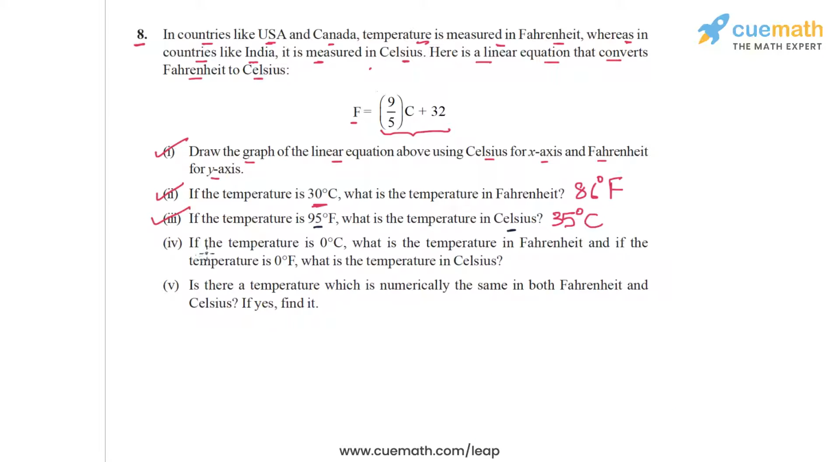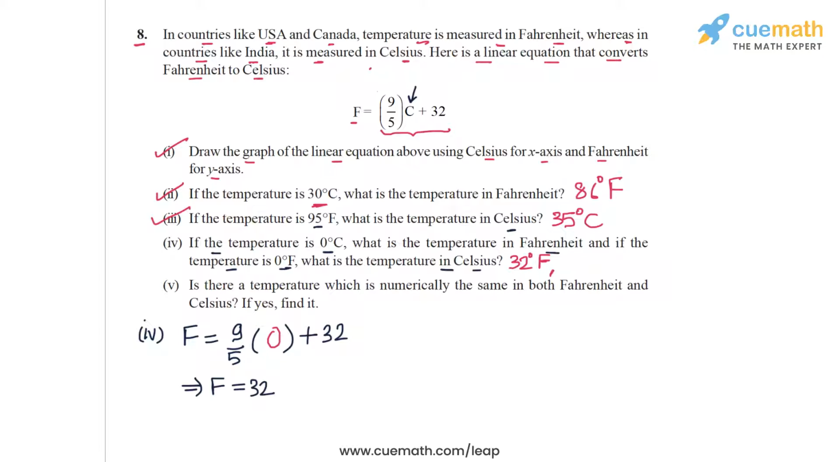Now in part 4, the statement says, if the temperature is 0 degree Celsius, what is the temperature in Fahrenheit? And if the temperature is 0 degree Fahrenheit, what is the temperature in Celsius? So let's solve this part. If the temperature is 0 degree Celsius, then we will substitute C equal to 0 in the FC equation. So we will get F is equal to 9 by 5 times C, which is 0, plus 32. So 9 by 5 times 0 is 0. So we will get F is equal to 32. So this means that if the temperature is 0 degree Celsius, then it will be 32 degree in Fahrenheit.